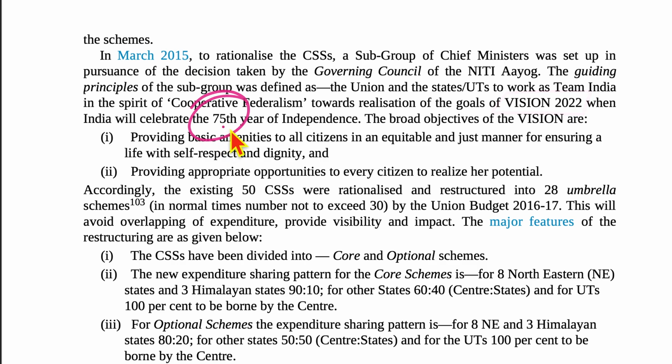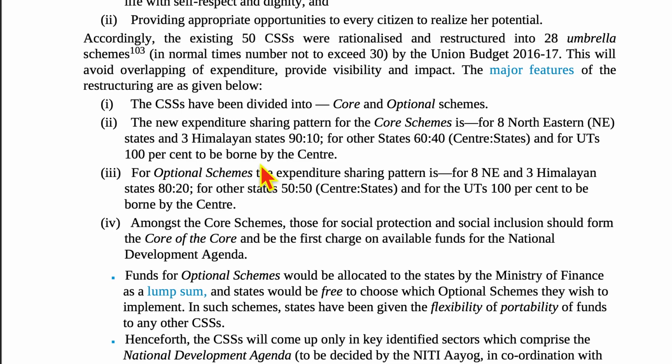When India will celebrate the 75th year of independence, the broad objectives of the vision are providing basic amenities to all citizens in an equitable and just manner for ensuring life with self-respect and dignity, providing appropriate opportunities to every citizen to realize her potential. Accordingly, the existing 50 CSS were rationalized and restructured into 28 umbrella schemes, in normal times the number not to exceed 30 by the Union Budget 2016-17. This will avoid overlapping of expenditure, and provide visibility and impact. The major features of the restructuring are given below.